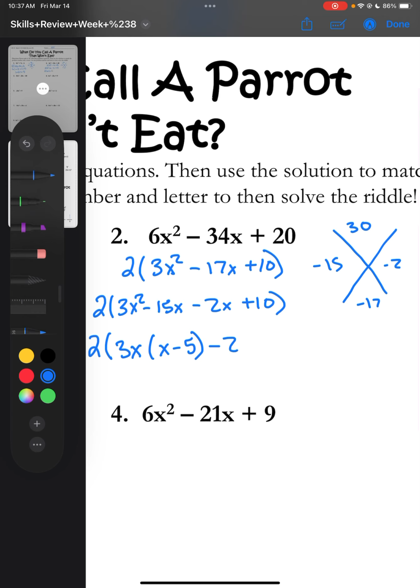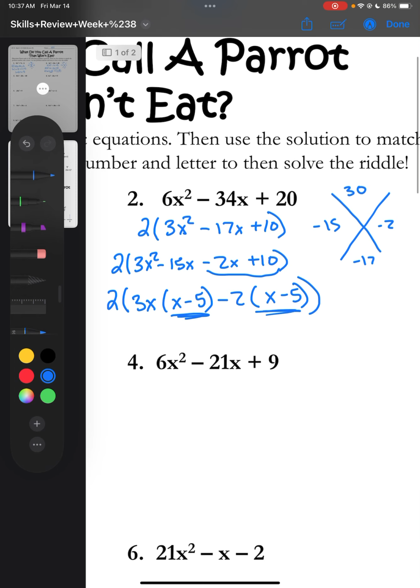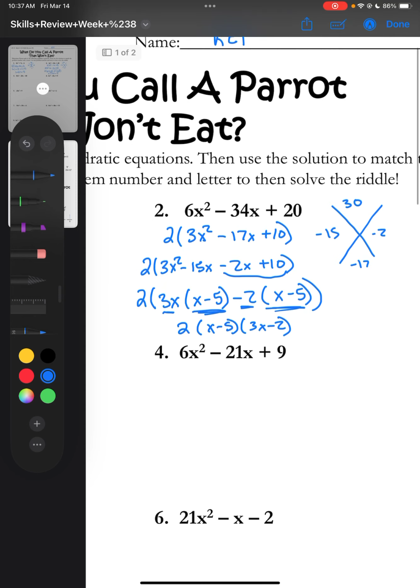Then we can take out a negative 2 from negative 2x and positive 10. So from there, we get an x minus 5. Because the goal here, again, is to have these two be the same thing. So that's leaving 2, then x minus 5, then what we have left is 3x minus 2. Alright, and that's all for number 2.